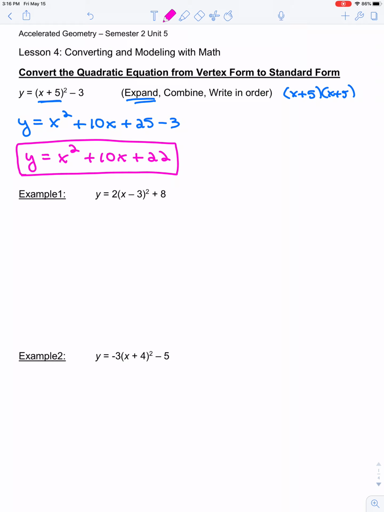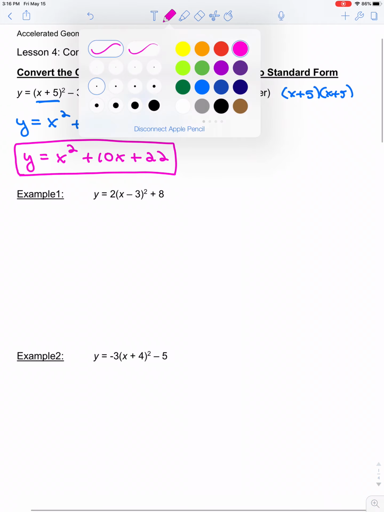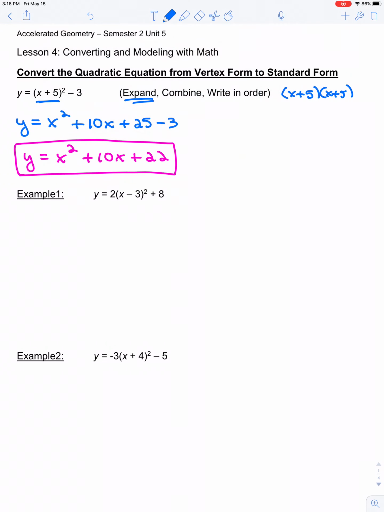So let's look at the first example. Example number 1. We're first going to expand. Do not distribute the 2 until after. So first, y equals, leave the 2 out front, expand the x minus 3 quantity squared, x squared minus 6x plus 9, and don't forget to add on the 8.